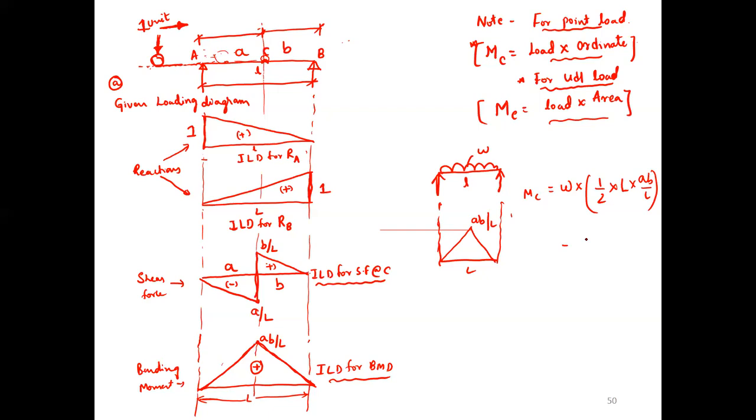What are you getting? W AB by 2. W L gets cancelled. What is A? Exactly at center, A is L by 2 and B is L by 2. How much are you getting? MC is WL square by 8. Check.